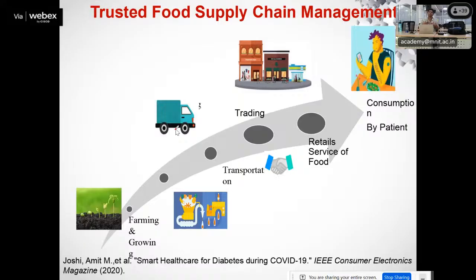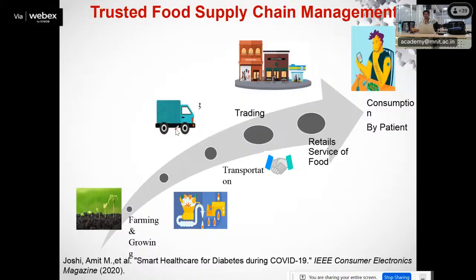Even the vendor doesn't know what the shelf life is, how long he has to keep it in his store before he needs to throw it out. So it is very difficult to identify. So there has to be some sort of trusted food supply chain management.